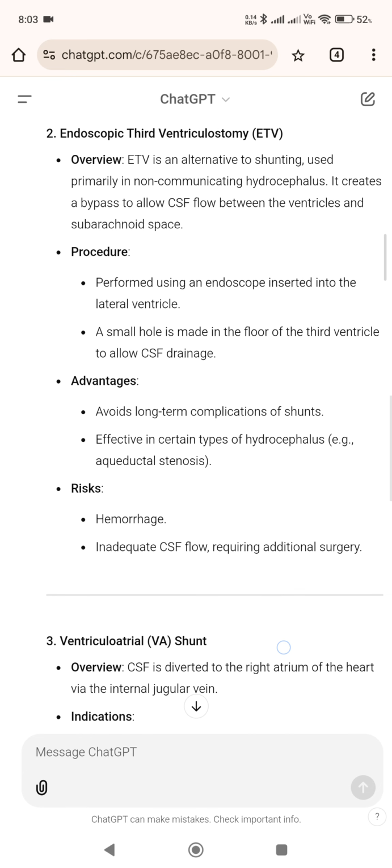Procedure. Performed using an endoscope inserted into the lateral ventricle. A small hole is made in the floor of the third ventricle to allow CSF drainage.